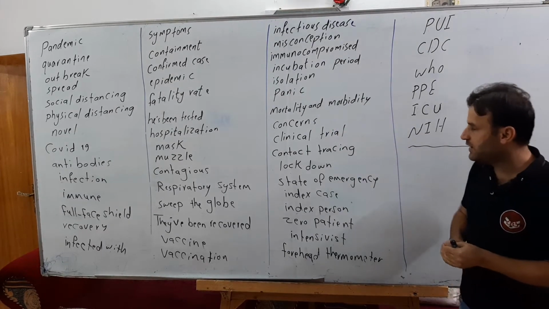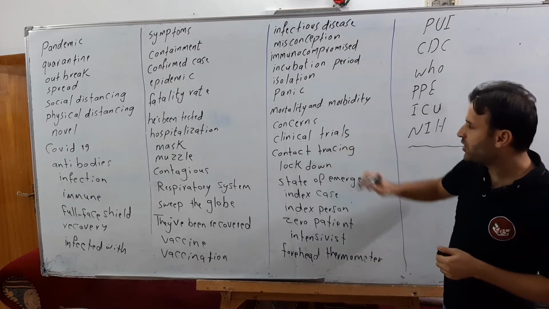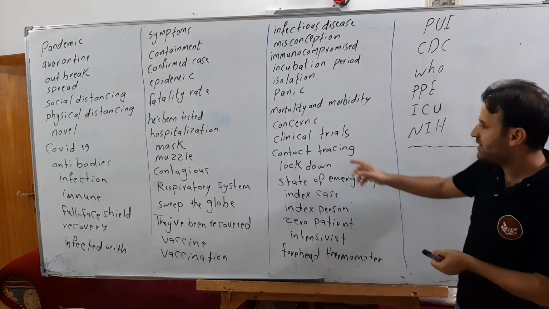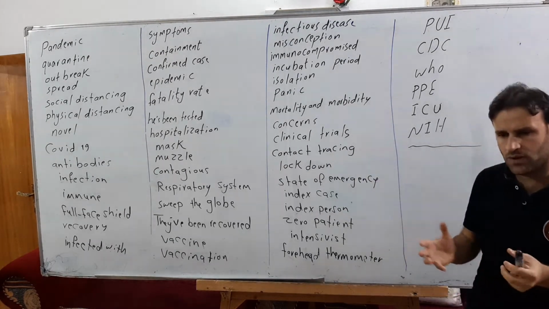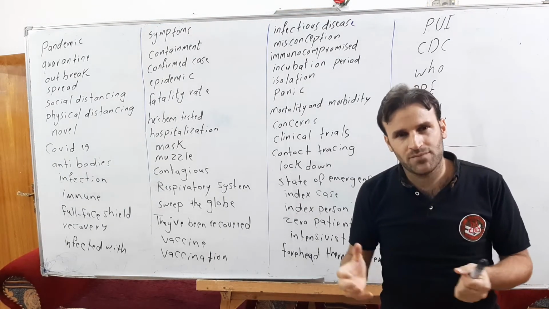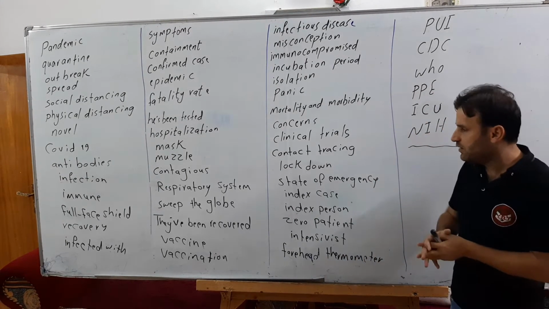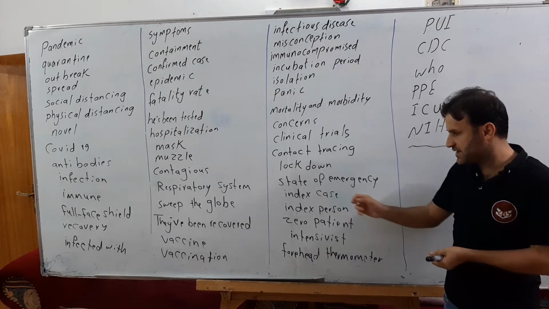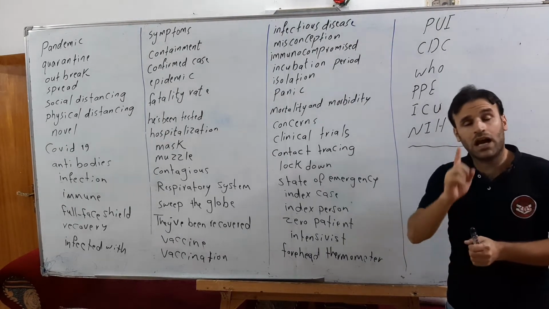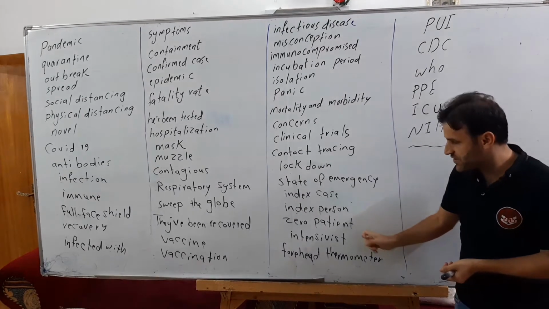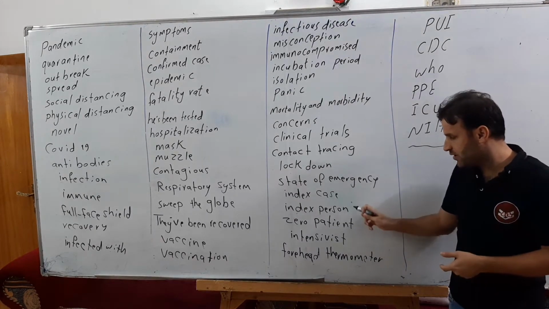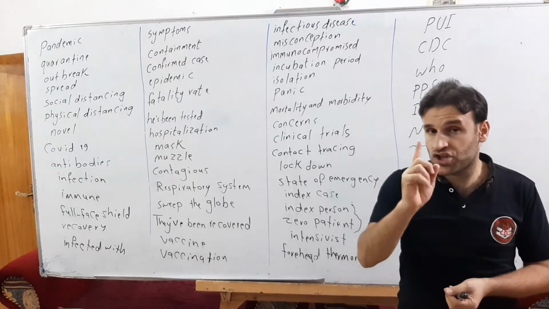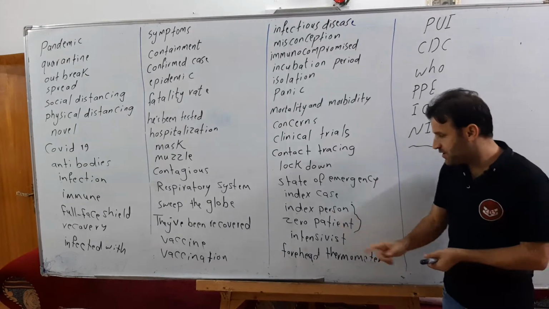Concerns مخاوف. Clinical trial أو clinical trials اللي هي التجارب السريرية. Contact tracing اللي هو مراقبة الأشخاص الملامسين. Lockdown اللي هو الإقفال. State of emergency حالة طوارئ. Index case أول حالة مؤكدة. Index person, 0 patient اثنيناتهم، both of them يعني يتكلمون عن أول شخص مصاب. ما ننسى index person أو 0 patient.